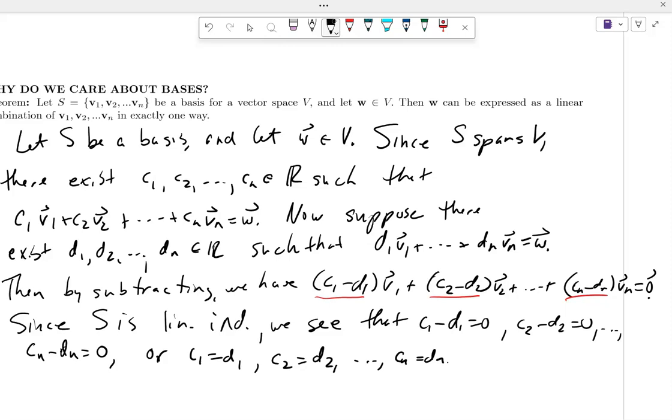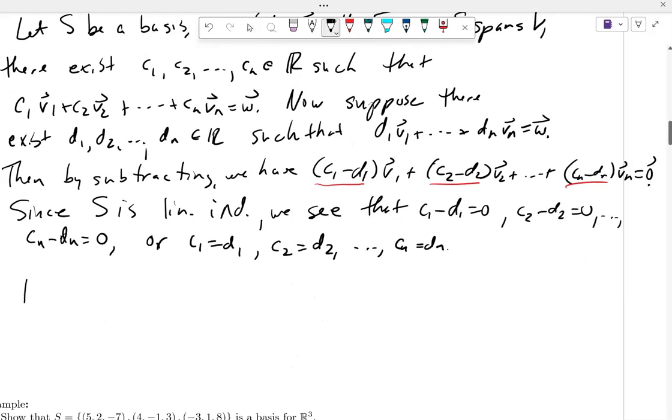So like Austin said, we started with 2 linear combinations. What did we just show here at the end? Were they really different? No, they're literally the same linear combination, right? And this is very, very common in mathematics to show that something is unique: start with 2, show they're really the same. So hence, the linear combination is unique in this case.